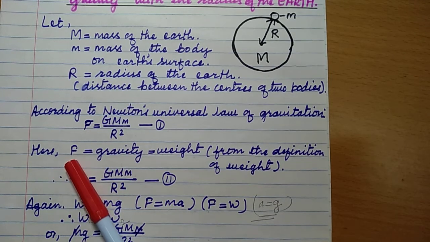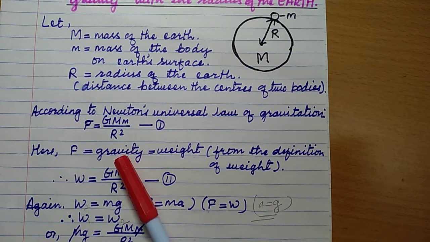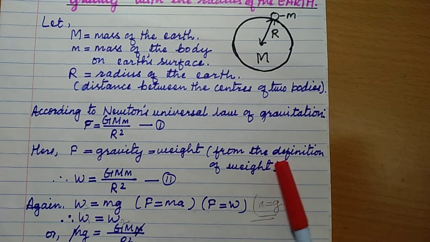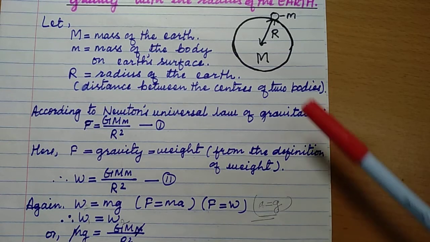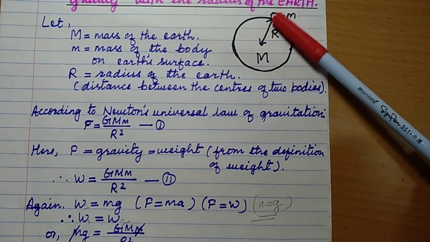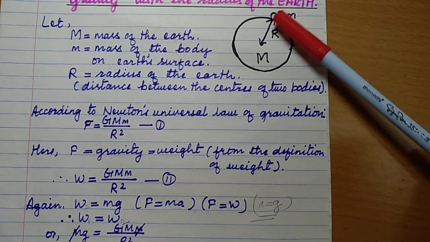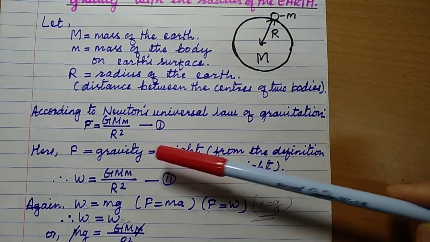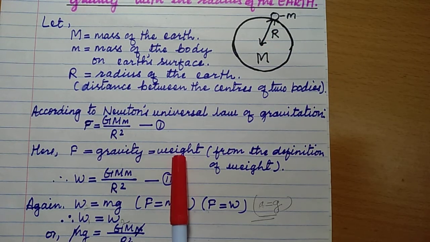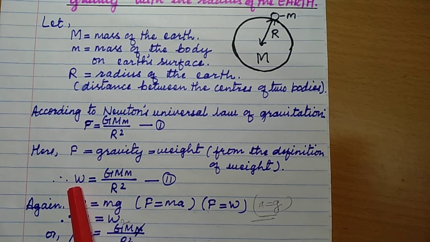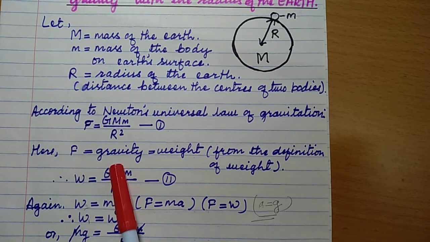That means F is the same as gravity, and gravity is also equal to weight, because from the definition of weight we have understood that weight is the amount of pulling force of the earth towards a body which is lying close to the surface of the earth. The force between these two bodies, small m and capital M, can be understood as gravity, and gravity is equal to weight. That means this formula gives us the calculation of weight. In place of F we can write W. W means weight. W equal to GMm by r square.